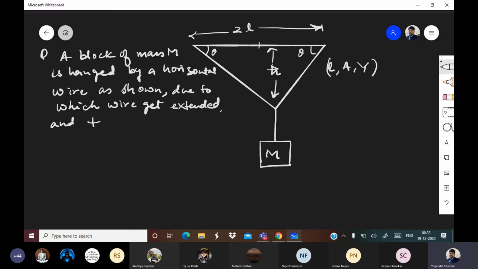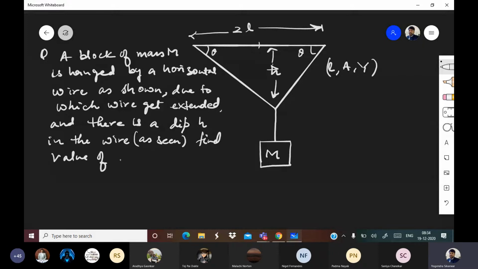and there is a dip H in the wire as seen. Find the value of H. Please find, everyone. Okay, theta is very small. Theta is very small, it is given to you. Please solve.